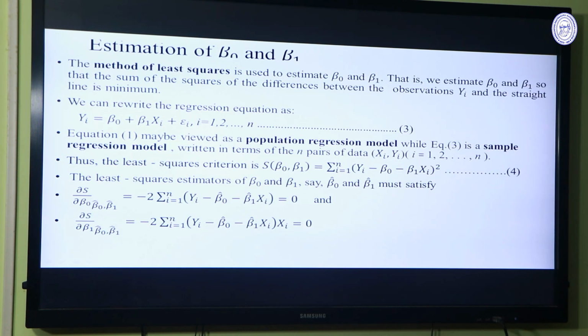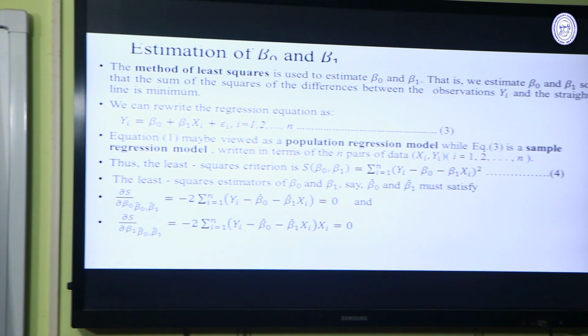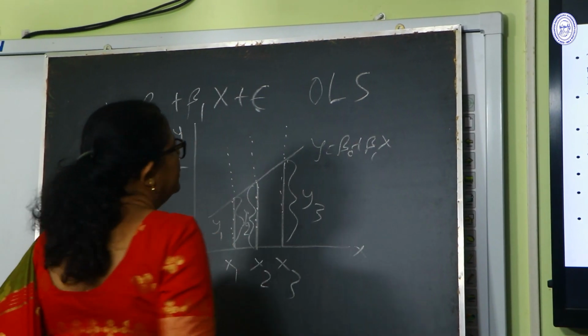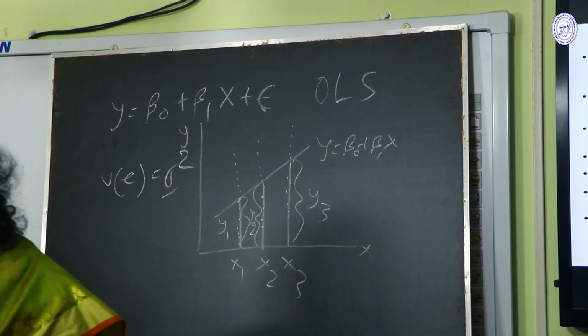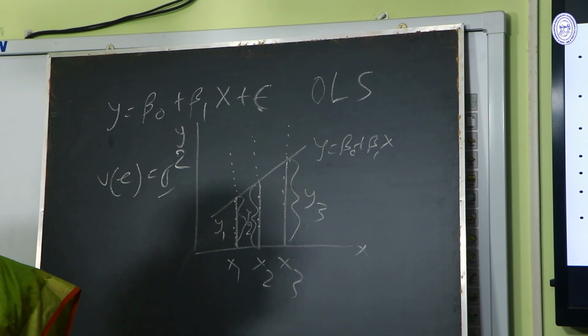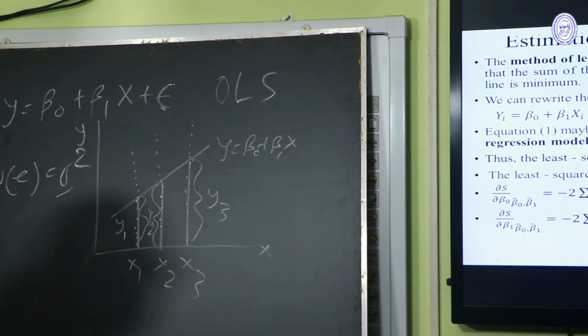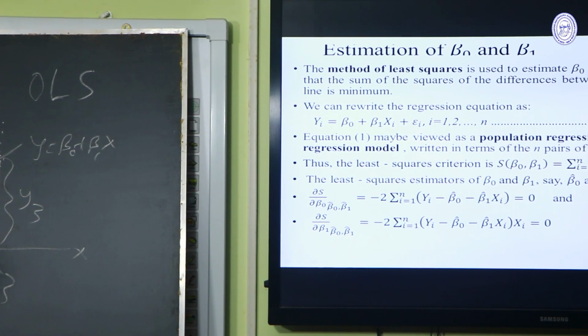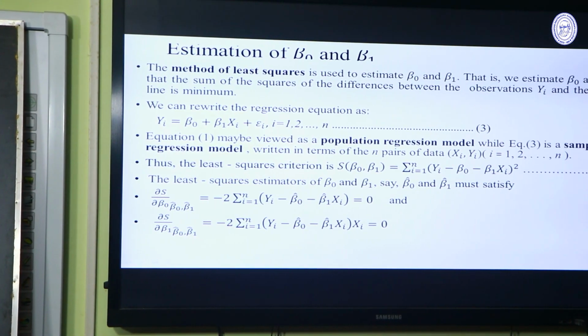Now, how can we estimate beta 0 and beta 1? We have constructed the equation. Now we have to estimate beta 0 and beta 1. For this purpose we use the method of least squares, which is denoted as OLS, the ordinary least square method. The least square method is used for estimating beta 0 and beta 1.